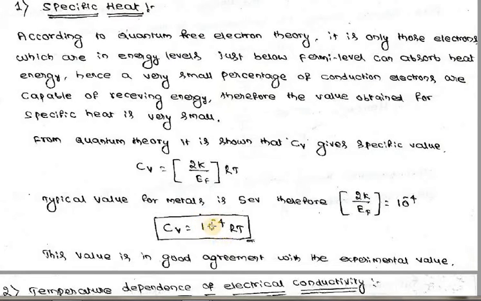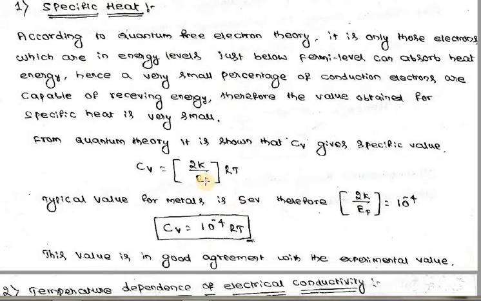So to do this we have to go for the constant values. 2 is a constant, K is the Boltzmann constant. You need to substitute 1.38 into 10 power minus 23 as the Boltzmann constant. See, for the Fermi energy we are taking a typical value of 5 electron volt. Why? Because for metals, the Fermi energy varies between 1 electron volt and 10 electron volt.